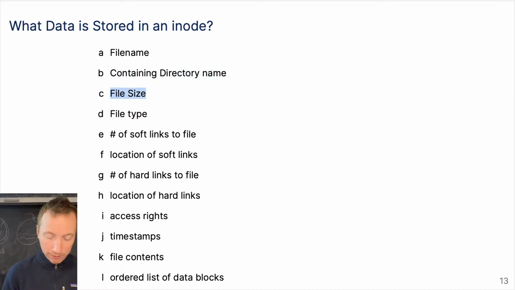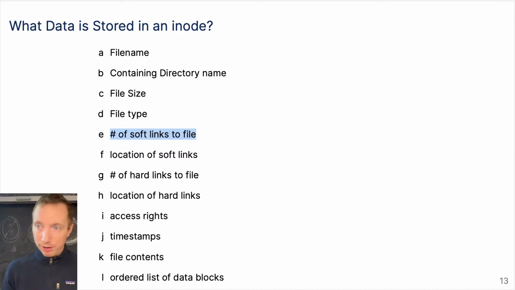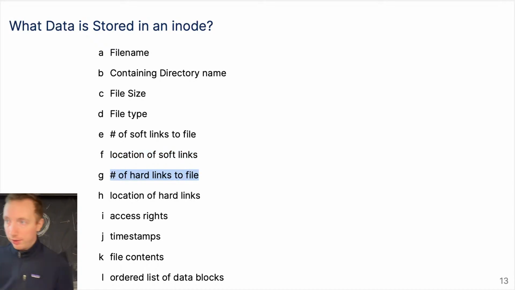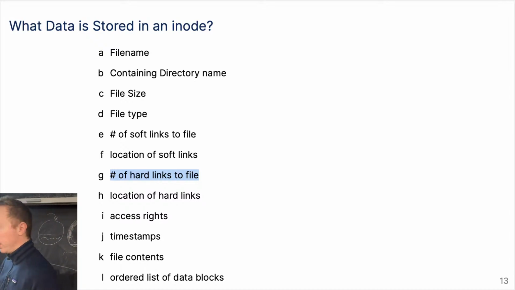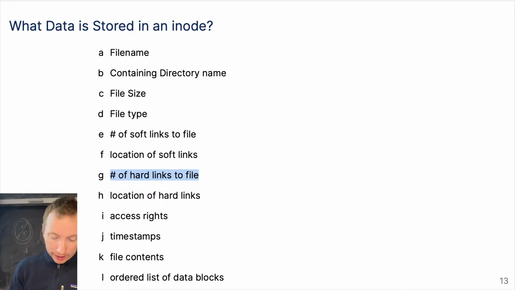It would know the file size. It would know the file type. An inode would also not know the number of soft links to a file, because you'd have to follow a bunch of links from the directory and it just doesn't care. Consequently, it would not know the location of the soft links. It would know the number of hard links to the file, so we saw that in stat. It knows how many hard links are to it, and the kernel has to maintain that number to make sure it is correct. But it's not going to know the location of the hard links.